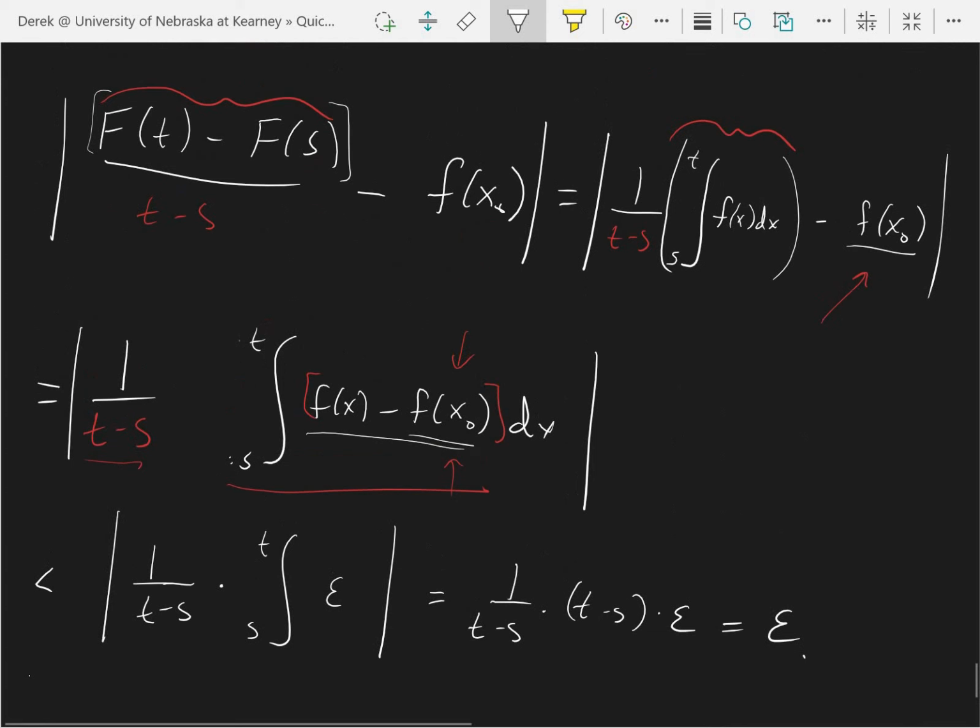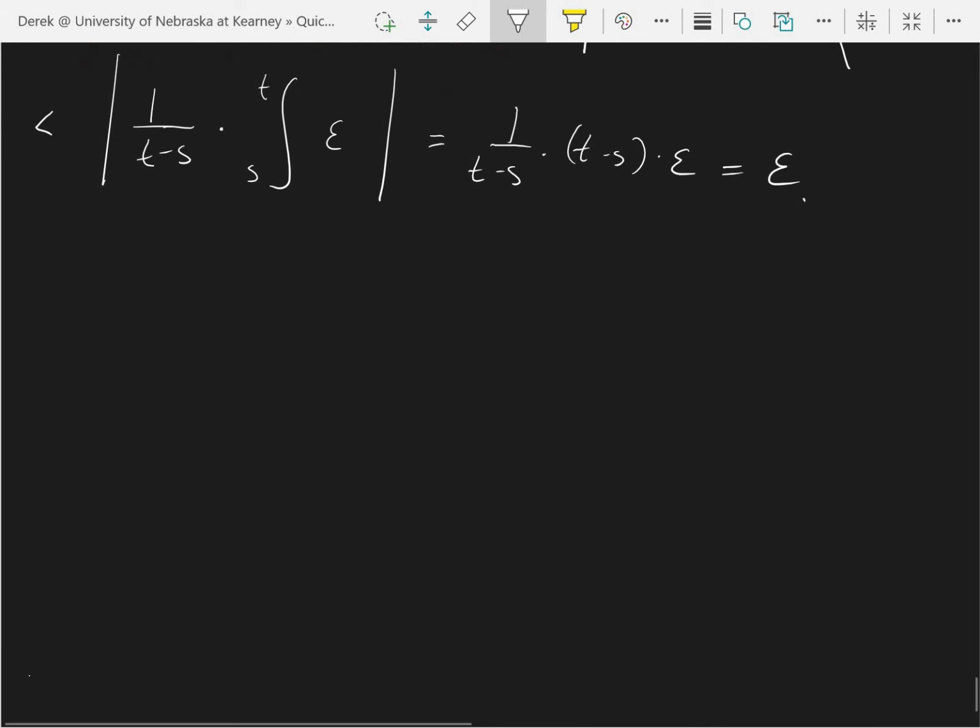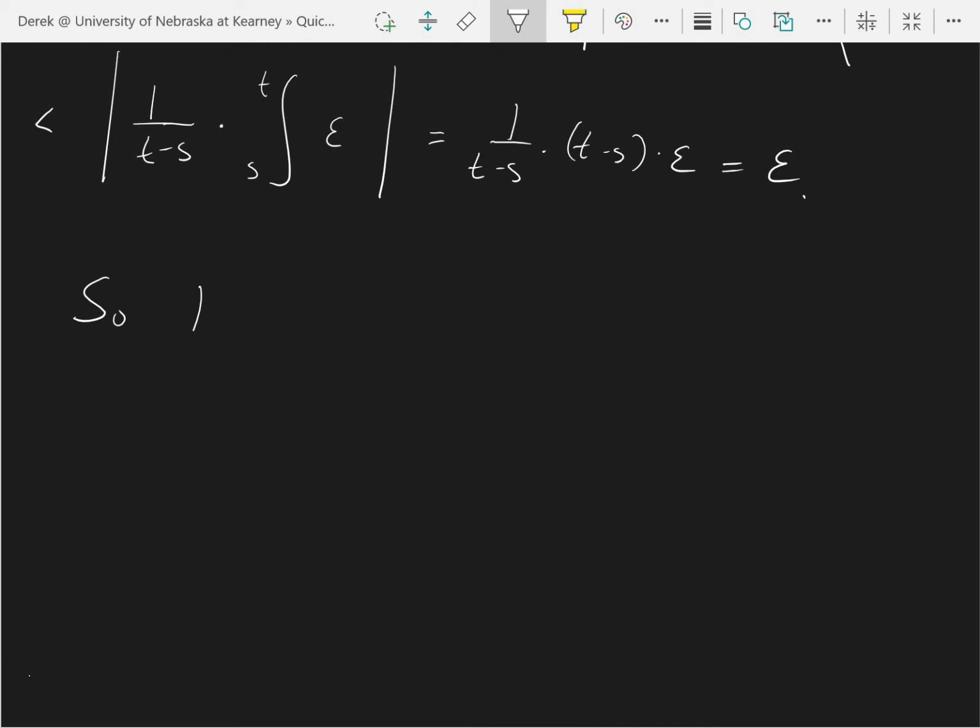Okay, what that shows is this guy goes to 0 as s and t get close together. So f prime at x naught equals little f at x naught. And that's our fundamental theorem of calculus, part 1.